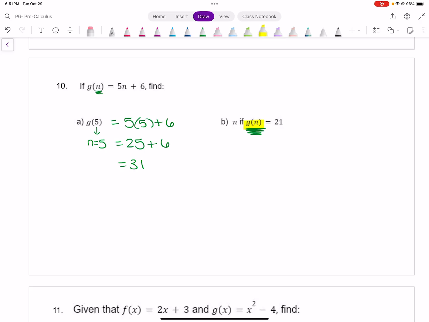For part B, we're going to find n if g of n equals 21. So g of n is the entire left side. So we're being told that the entire left side equals 21. And now we have an equation that we can solve for n. We're going to subtract 6, so 15 equals 5n. Divide by 5. So n equals 3.